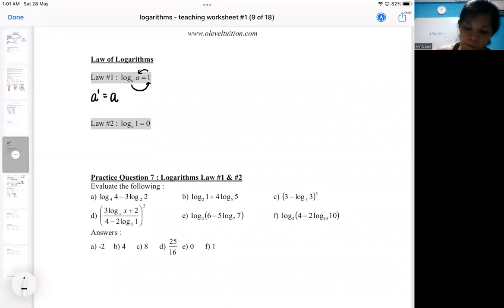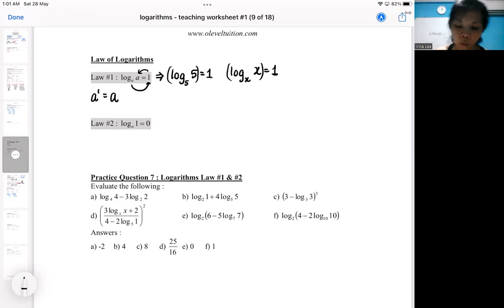So it actually came from this idea. If, let's say, your base and answer are the same, the whole logarithm is equivalent to 1. So if the base and answer are the same, it can be the same number or the same algebra, the whole logarithm will be a value of 1. So that's the idea behind rule number 1.